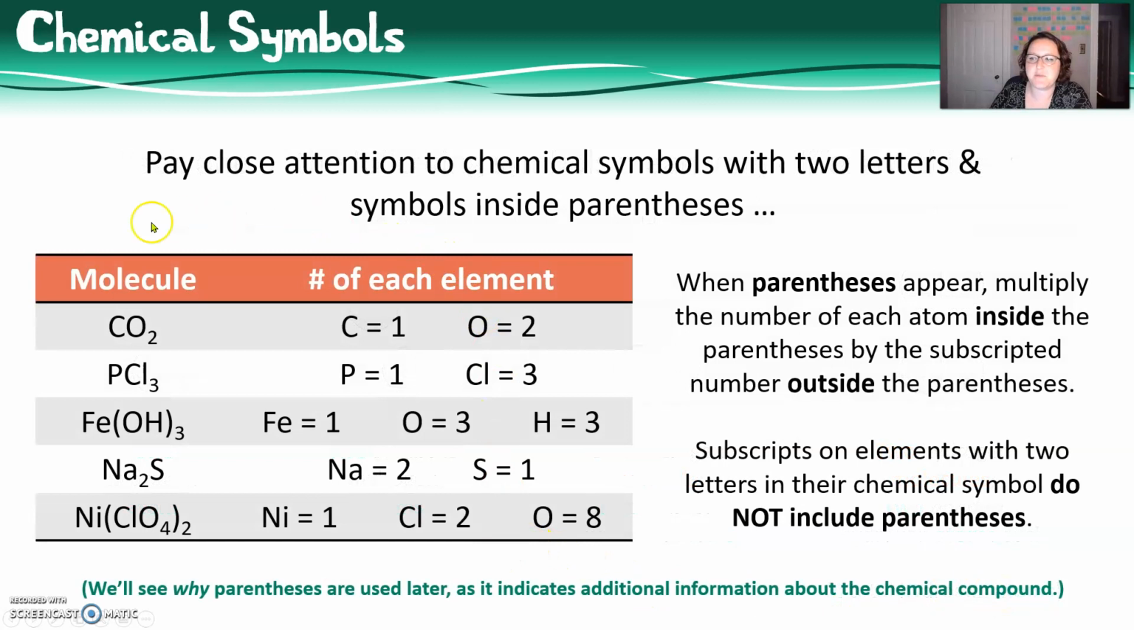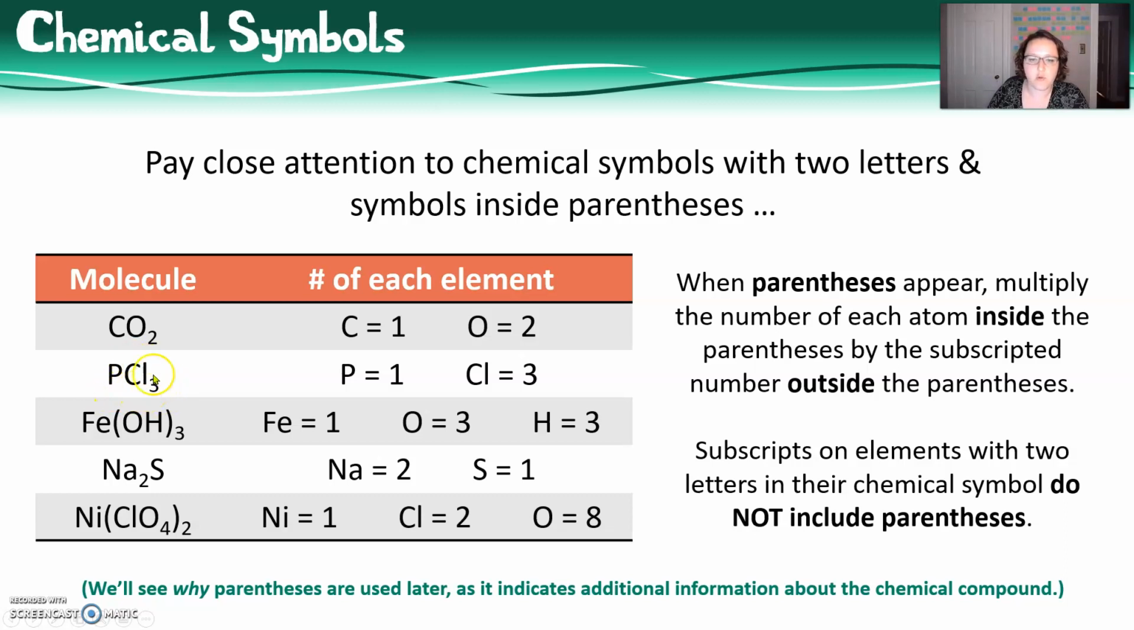When looking at chemical symbols in molecules, we pay close attention to symbols that have more than one letter and any parentheses that are included in the molecule's notation. CO2 is an easy one. As we can see for CO2, the subscript on the oxygen indicates that there are two oxygen atoms. Since carbon does not have a subscript, there is only one atom of carbon. For PCl3, there is only one atom of phosphorus as there's no subscript, but there are 3 atoms of chlorine indicated by the 3 subscript on the chlorine symbol.